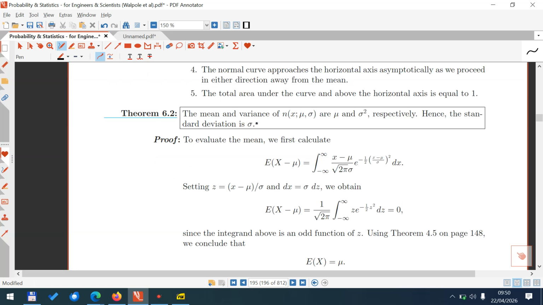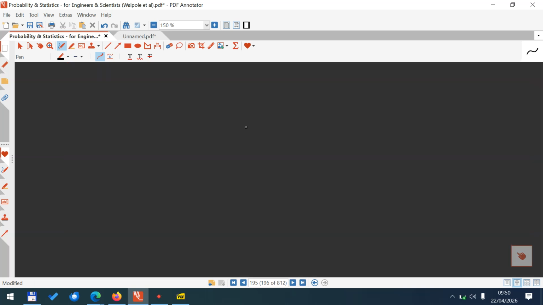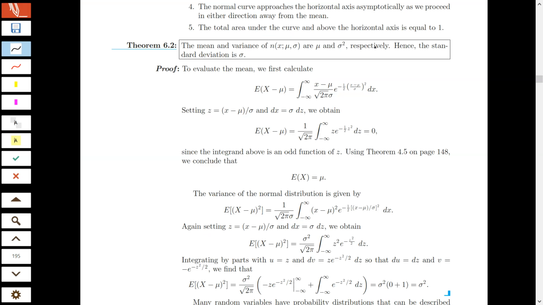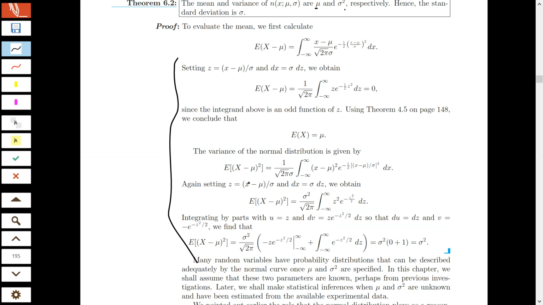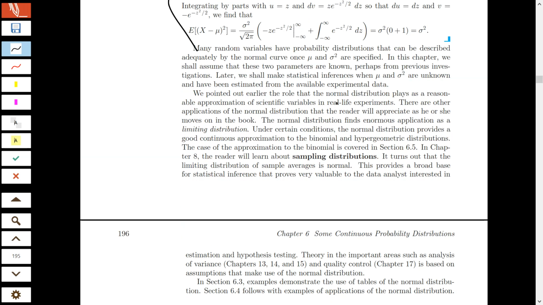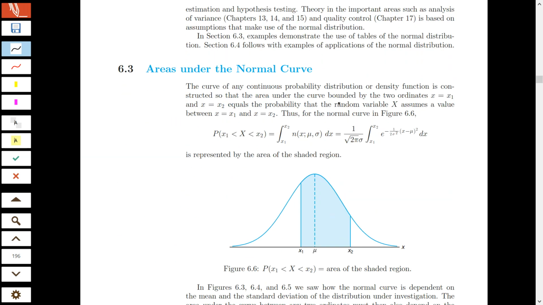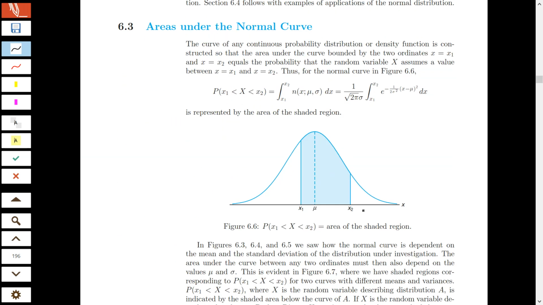And you can prove that the mean is mu and the variance is sigma squared. I leave the proof to you because we have been doing these proofs in previous chapters, right? You just use the definition. Yeah, area under the normal curve. Okay.